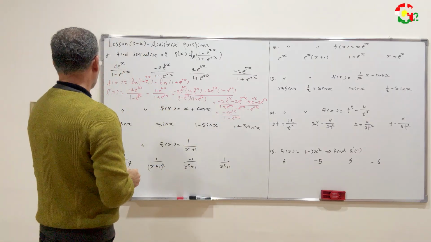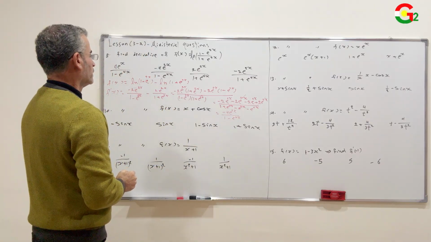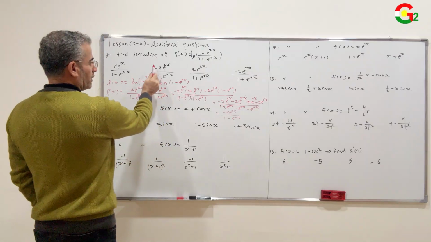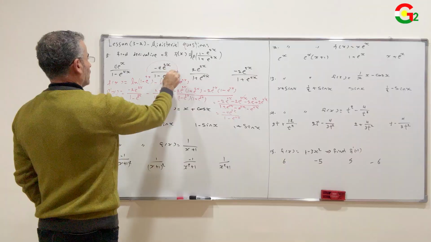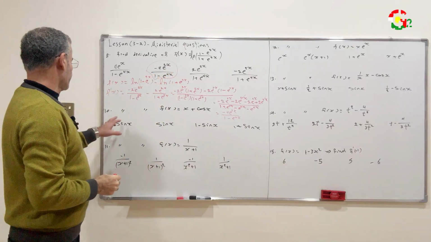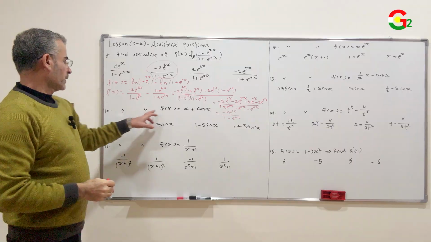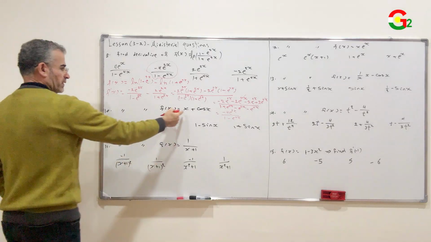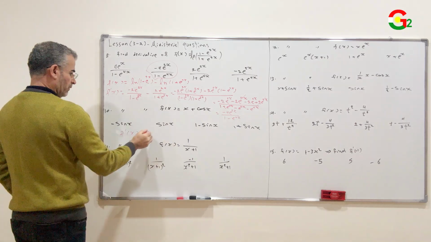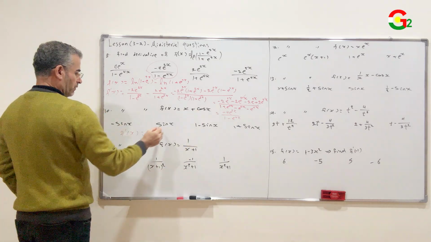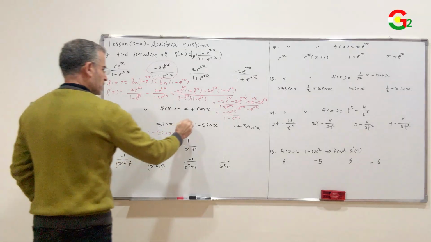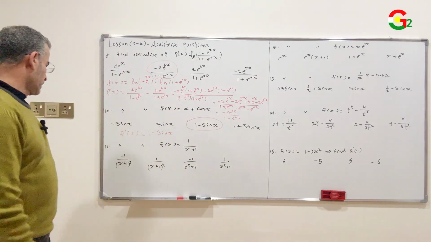Then the right choice is negative 4 e to the 2x over 1 minus e to the 4x. Question number 10. Find the derivative of this function. The derivative is f prime of x equals the derivative of x, 1, the derivative of cosine x, negative sine x. So 1 minus sine x, choice C.